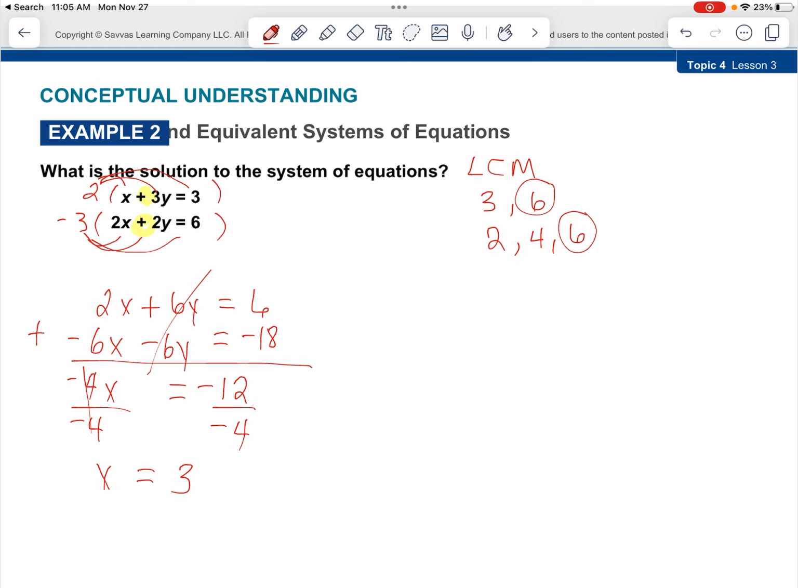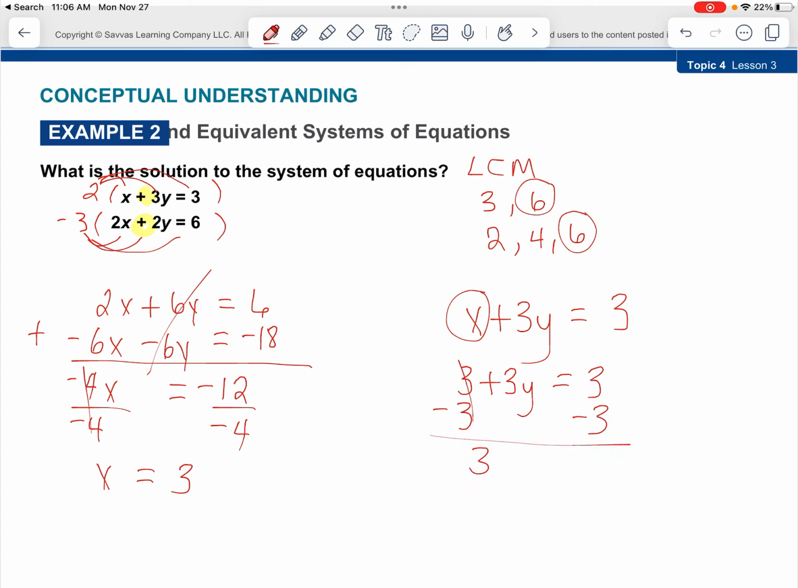Knowing that x is positive 3, we can find y. I am going to use my first equation, substitute x with 3, and then I have to solve this equation. Subtracting 3 first, 3y is going to equal 0, and when I divide by 3, my y ends up being 0. So my ordered pair solution is 3, 0.